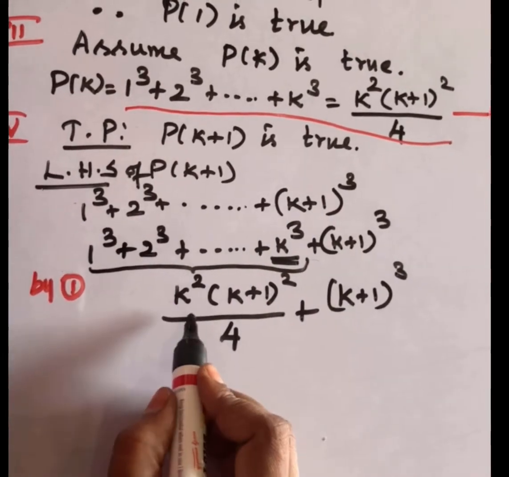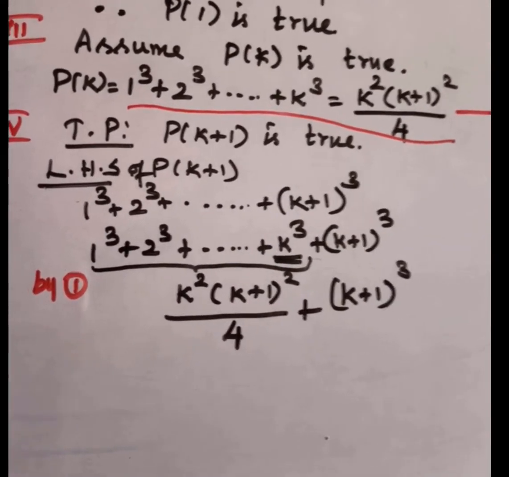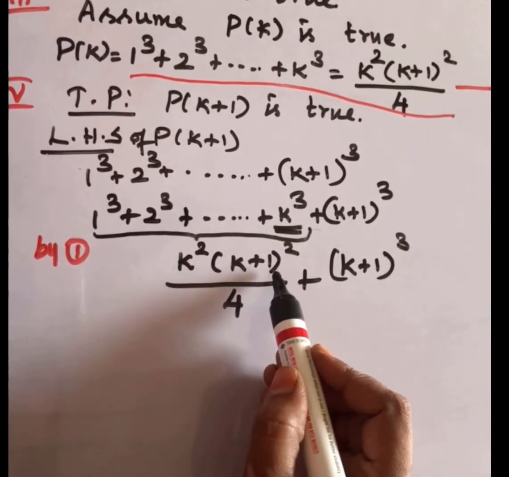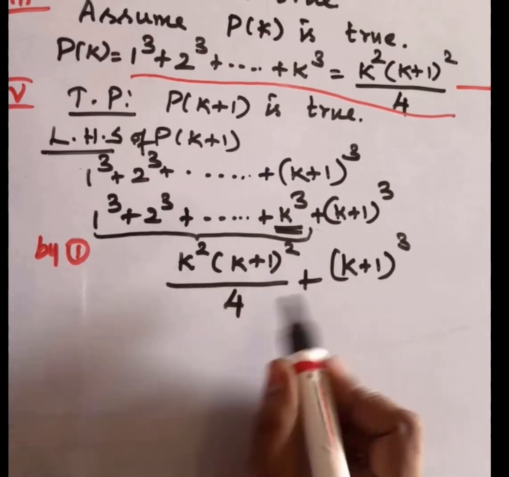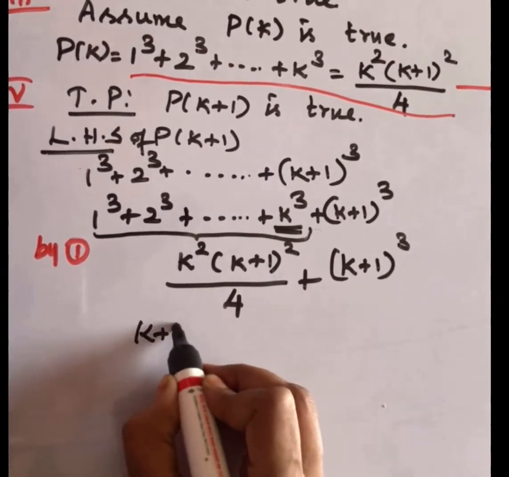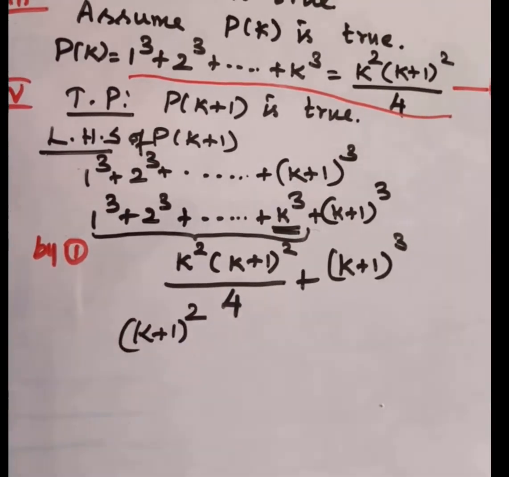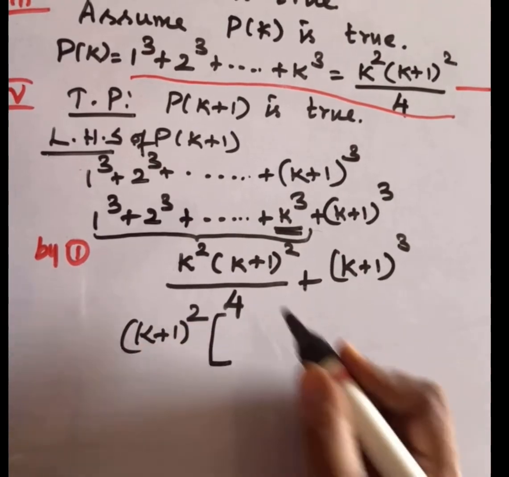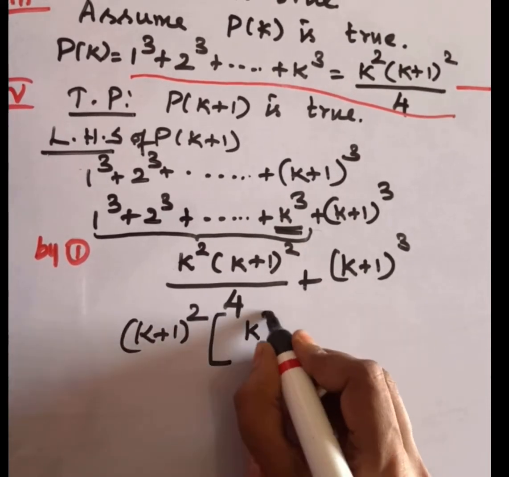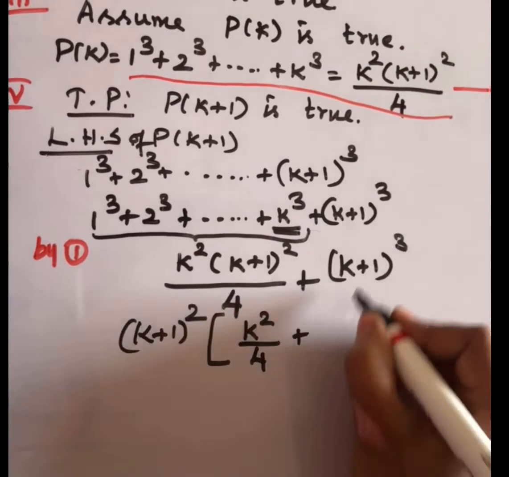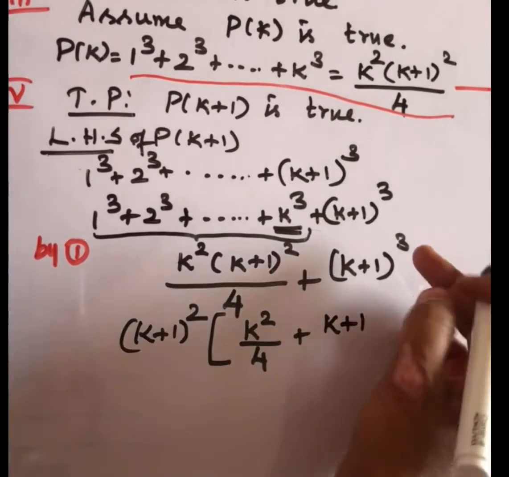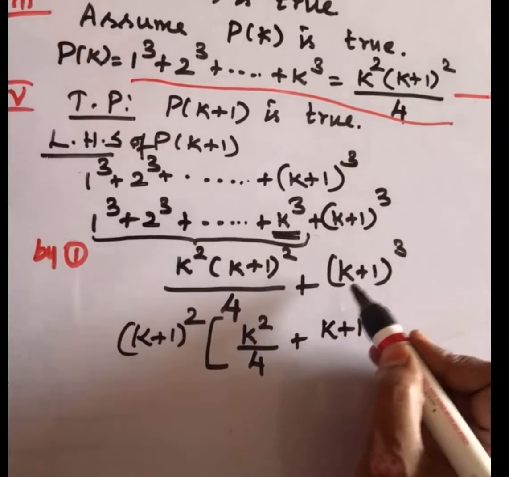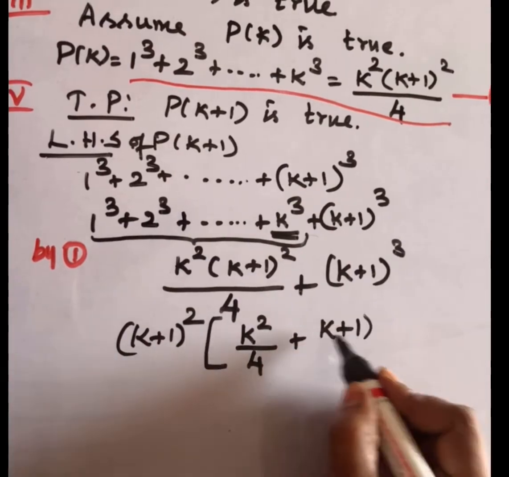Okay, so here I am going to take, here also k plus 1 the whole square, the same term is here also. So, we will take it as common, k plus 1 the whole square. If I take it as common, here k square by 4 plus k plus 1. Okay, two terms came outside. I have taken it common, k plus 1 the whole square. So, remaining k plus 1 will be there.